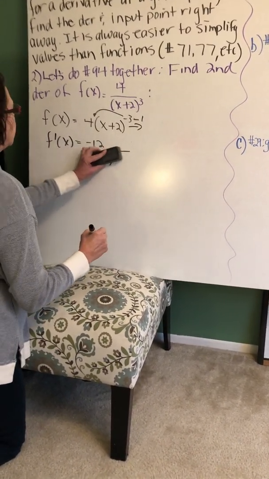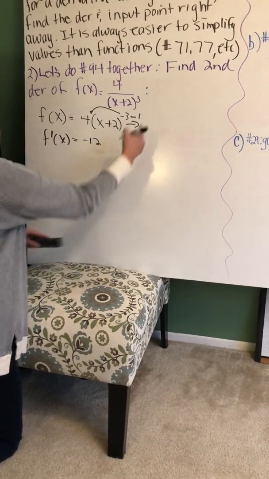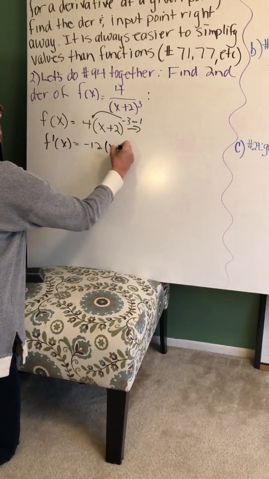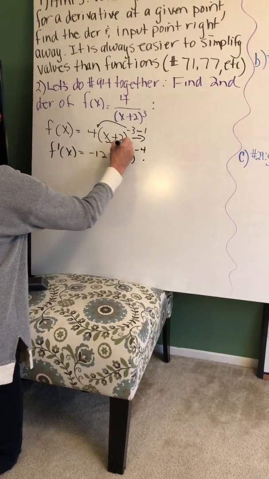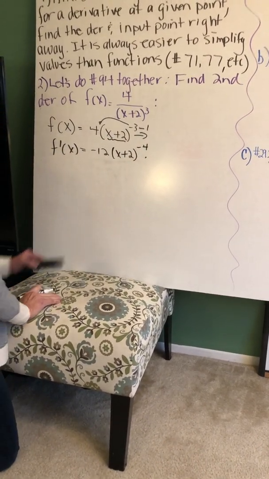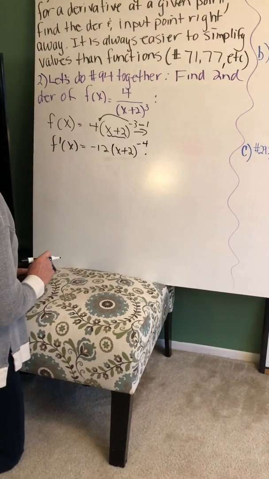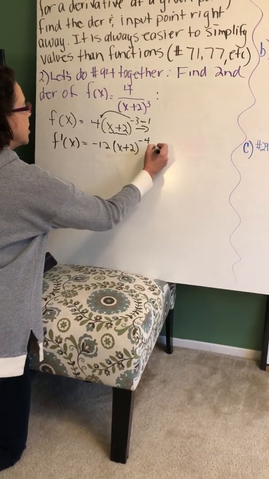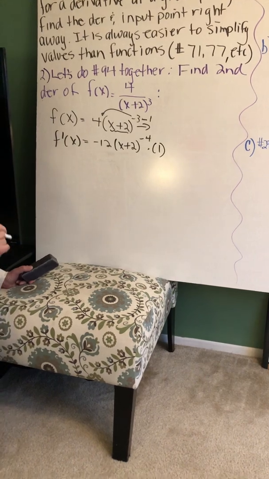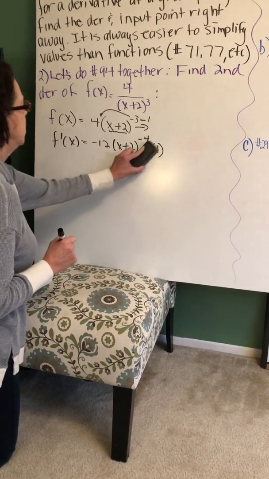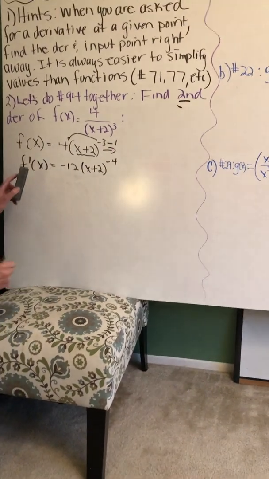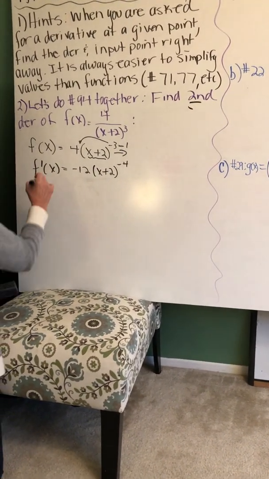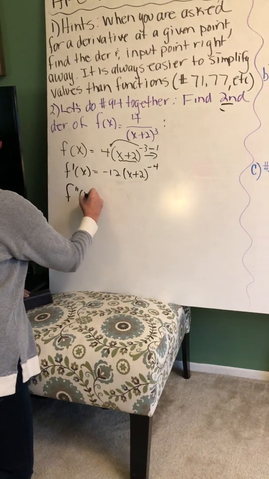You know what? I'm going to leave it, let's erase a little bit. I'm going to leave it just as x plus 2 to the negative 4th. There you go, times, by the chain rule, the derivative of the inside function. We haven't taken the derivative of x plus 2 yet. It is just a 1, and we really don't need to show multiplying by 1. There we go. Notice they asked for the second derivative. So that is the derivative of the first derivative, would be the second derivative.